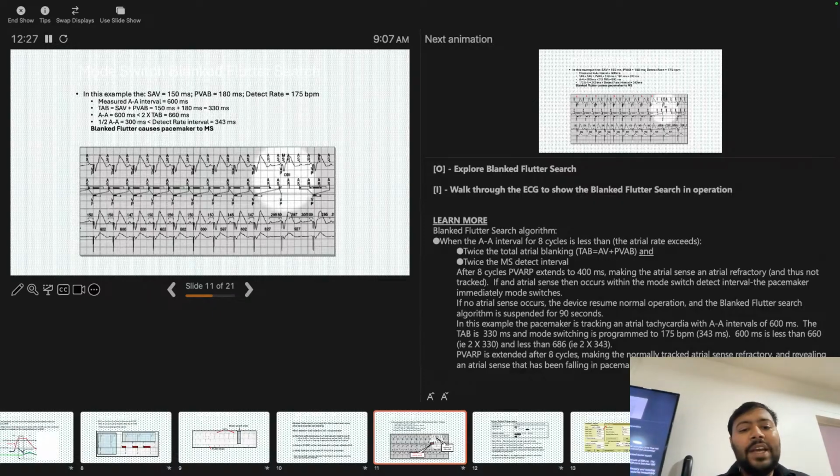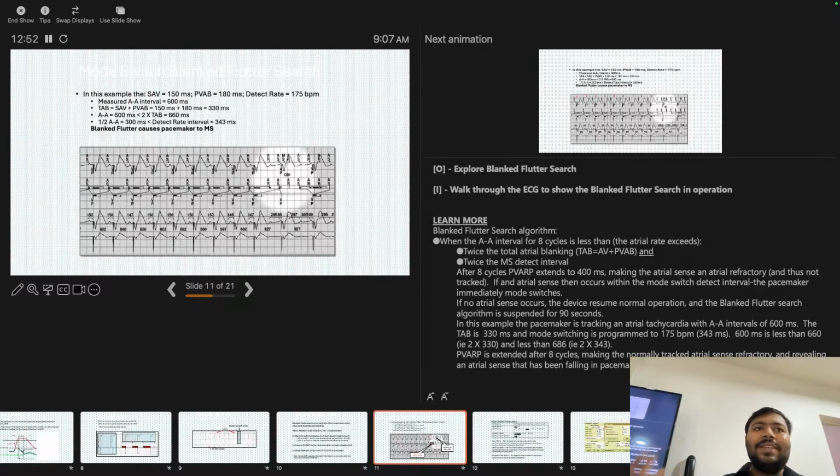Now we are going to multiply the total atrial blanking by 2, so it will come to 660 milliseconds. Now we know the A to A interval and this is our calculated interval as well. If the atrial interval comes lesser than the total atrial blanking period, then the device will increase the PVARP after the 8th beat. It will see for the 8th beat, so after the 8th beat, it will increase the PVARP.